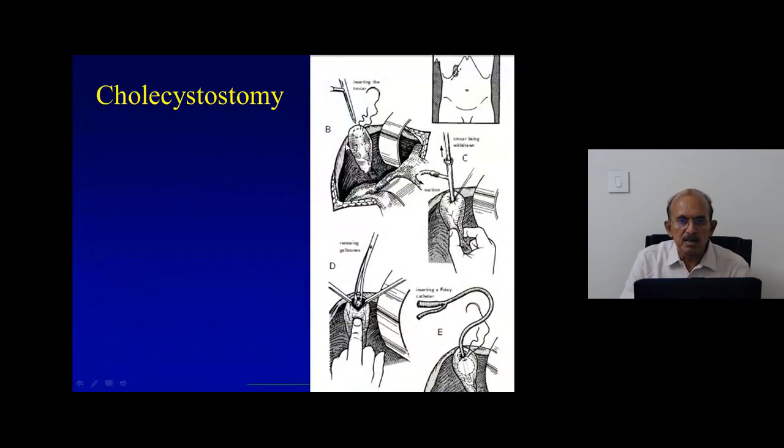This is how you do the cholecystostomy. The gallbladder is dilated, so you put a purse-string suture, put a trocar cannula, empty the gallbladder, then insert a tube and tie the purse-string stitch all around. Of course, after removal of the stones.